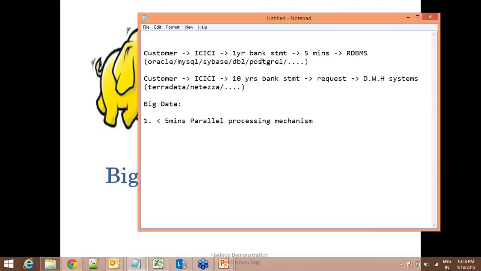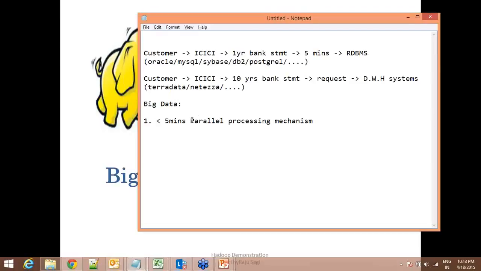But if you go to big data systems, even the warehouse systems, most of the systems before followed sequential processing, but now in the new versions, these systems are also following this parallel processing mechanism.